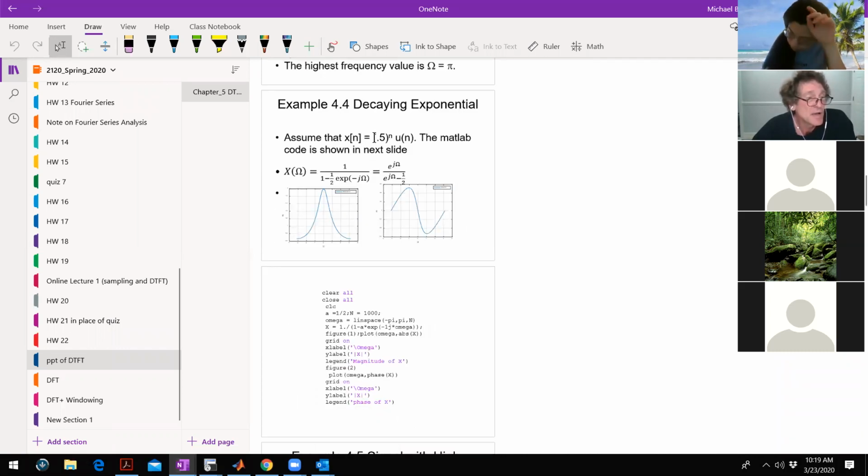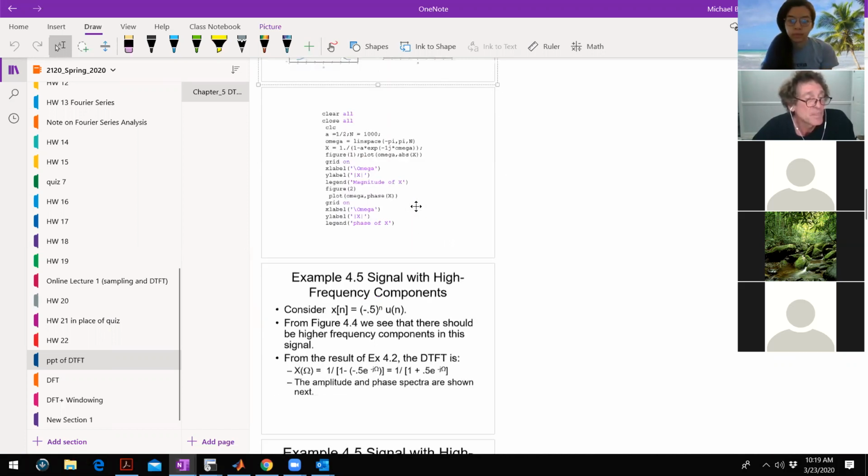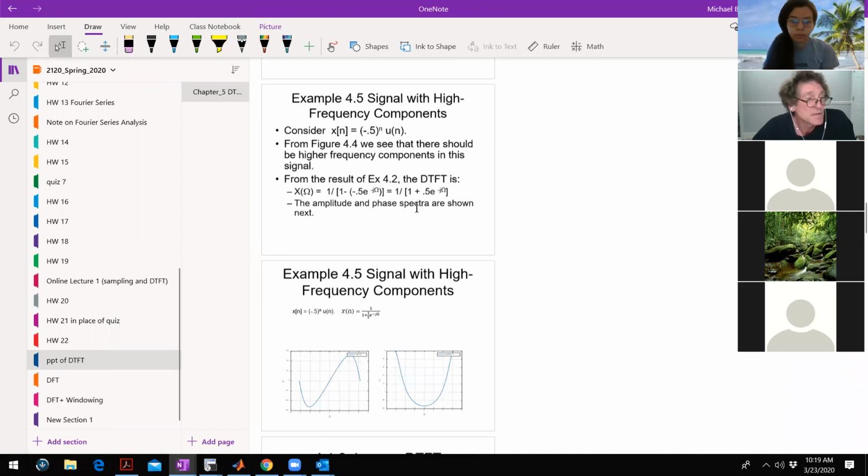So if you have 0.5 to the n u of n, you know the transform of that is either this or that. And I show you the plot of the magnitude and the phase, and we've done that. Then this is something a little different. Here I have minus 0.5 to the n. That's a high frequency signal because the value of minus 0.5 to the n is decaying, but it's decaying in a way that's like a sine. It's being multiplied by a decaying sign. Think about it. If n is odd, that's a negative value. If n is even, it's a positive value. So it's jumping up and down, but it's decaying. Can you all understand that?